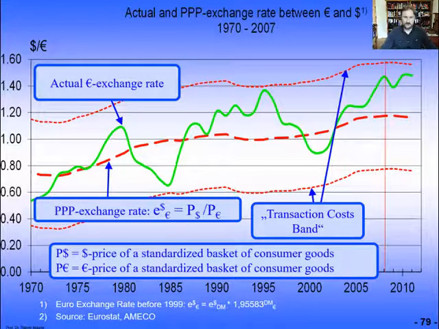In a world without transaction costs, the transaction cost band would be zero, so these dashed red lines here and here would be identical with the purchasing power parity dashed red line here in the middle, and as a result the actual exchange rate would always follow the purchasing power parity exchange rate, such that the green and the dashed red line would also be identical in this extreme theoretical case.